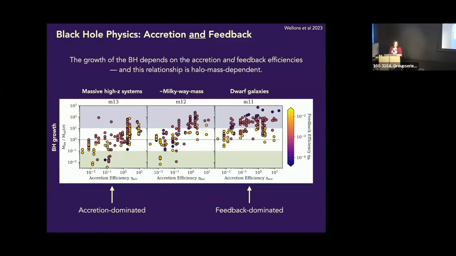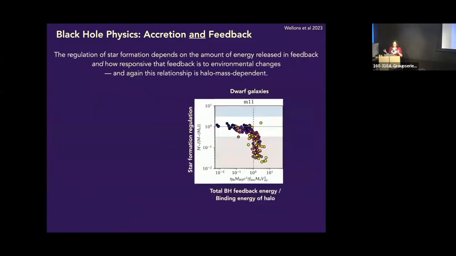Then let's say that we manage to get the black hole to be a nice mass. How do we then try to regulate the star formation? Well, it depends, of course, on the total amount of energy released in feedback, but not only that. For dwarf galaxies here, you can see stellar mass relative to stellar mass halo mass as a function of the total amount of black hole feedback energy that's been released relative to the binding energy of the halo, as Tiago said something about this morning. And for dwarf galaxies, once you pass the binding energy of the halo, you start overquenching it.